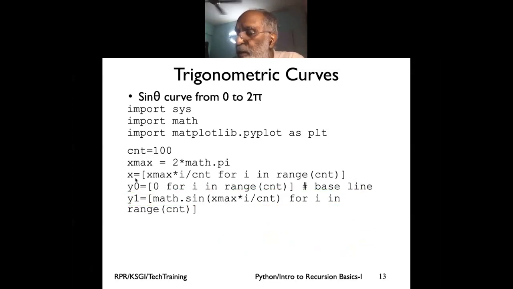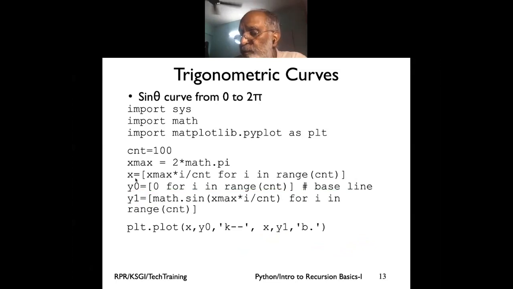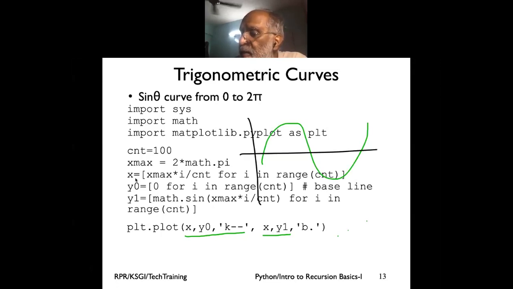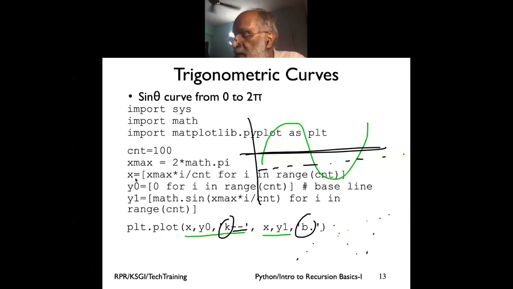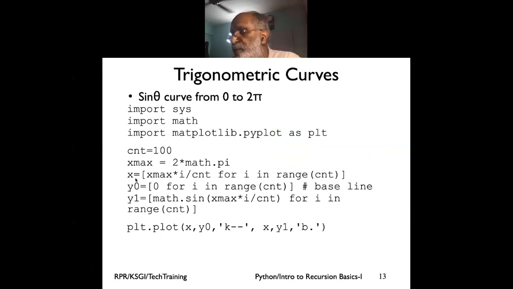Having gotten the values, all I need to do now is plot x y0 black, x y1 blue dot. So the sine curve will come as dots, and my horizontal middle line will come as a solid black line. So black will be this, and the sine curve would be blue dots like this. This is what I'll get. Any questions about this program?